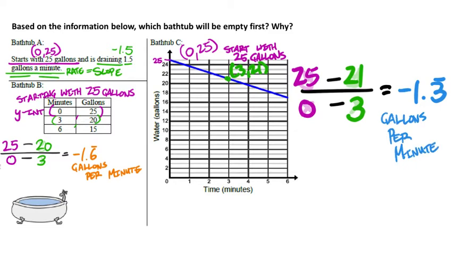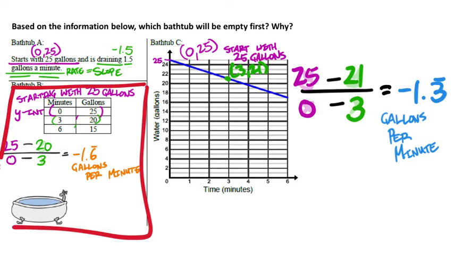All right, so again, just going back to what we started with, we know each of the 3 bathtubs will start with the same amount of water. So all we have to do is figure out which one is draining the fastest right now, as far as I can tell. That is bathtub B, right? It's draining at 1.6 repeating gallons per minute. So I'm going to say, which one's going to empty first? Bathtub B. Why will it empty first? Because it's draining at the fastest rate. Boom.